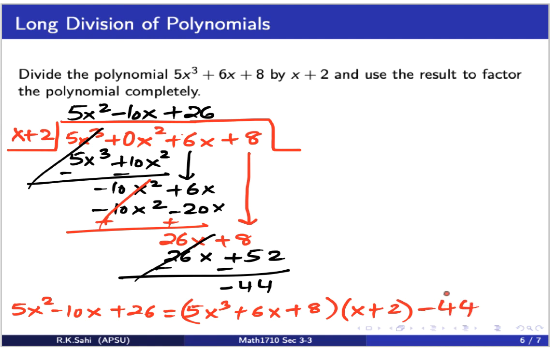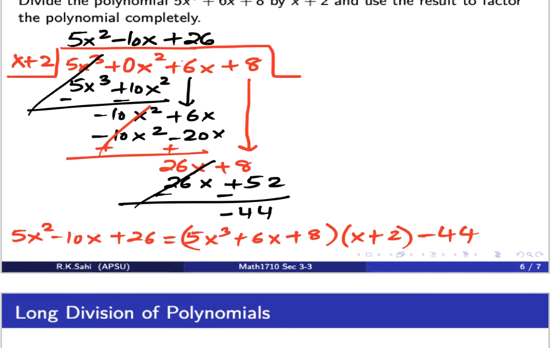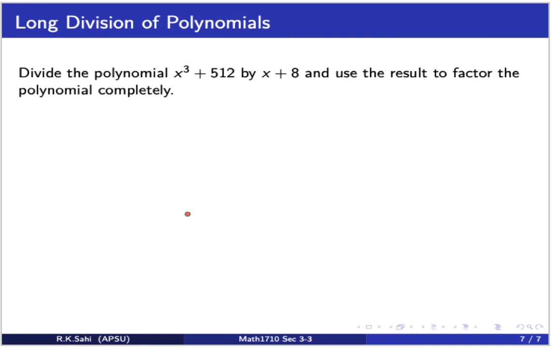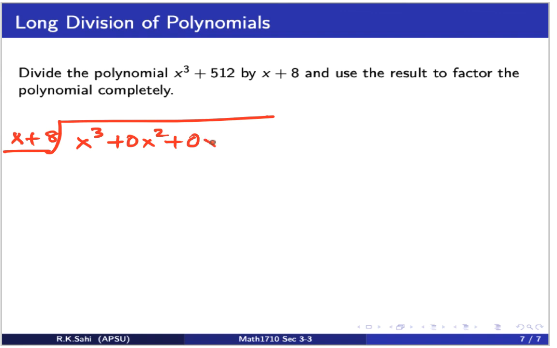Okay, now one more and then we will be quite a little bit confident with doing long division. Okay, here's x cubed plus 512 and you want to divide by x plus 8. So x plus 8 first we write. Now when we write x cubed, remember there's no x squared, no x. We got to fill those little gaps, okay? 0x squared, 0x plus 512. Okay, now the first thing, we cancel x cubed. So that means we're multiplying by x squared.